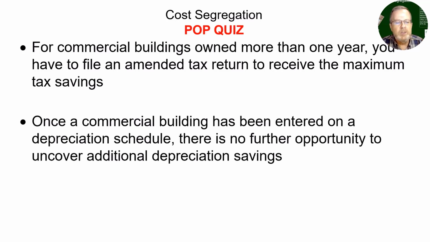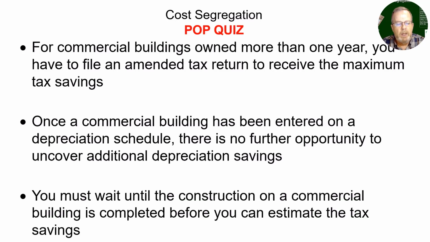Okay, here's another one. Once a commercial building has been entered on a depreciation schedule, there is no further opportunity to uncover depreciation savings. False. That is false. And we find usually 30 to 50% more depreciation than what somebody might have entered, because a lot of times CPAs will inadvertently put everything under one lump sum building number and put in at 39, and then we can go in and drill down and break that out and help them depreciate it accordingly.